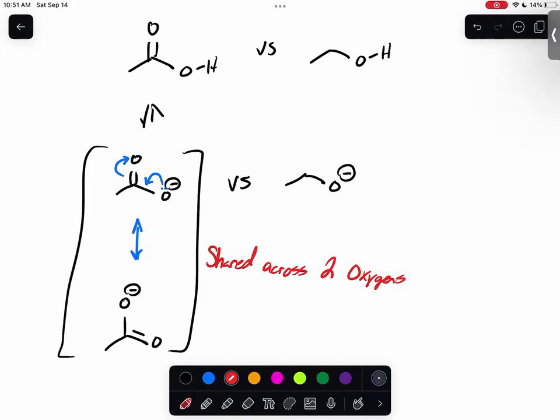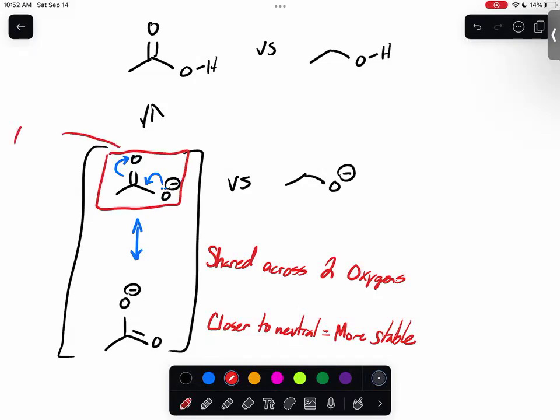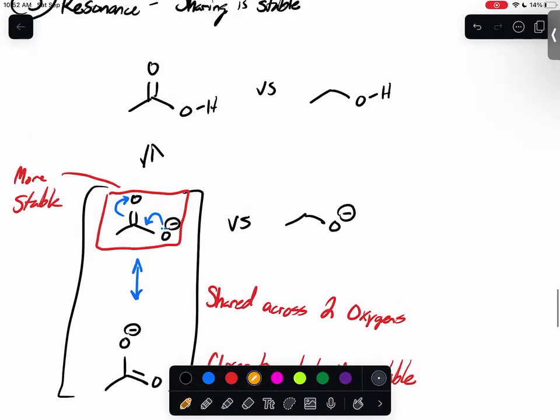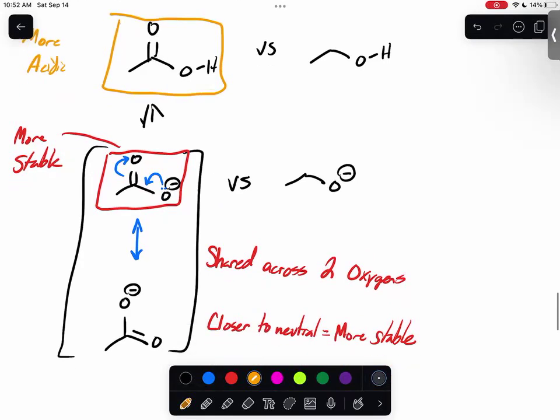And if you're sharing charges like that, you're making something more neutral. And closer to neutral equals more stable. So this is very close to neutral versus the other oxygen over there, which has a full negative charge. So what this means for us is that this conjugate base is more stable. And like we've said with everything that's more stable, that does mean that its acid is more acidic. All right. So that's a good example of resonance. Let's do another.